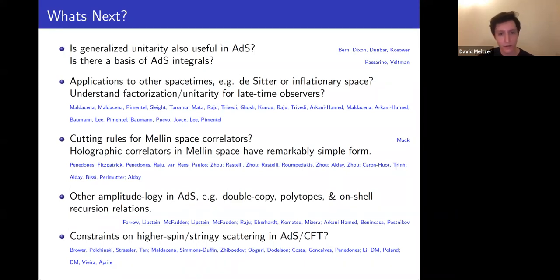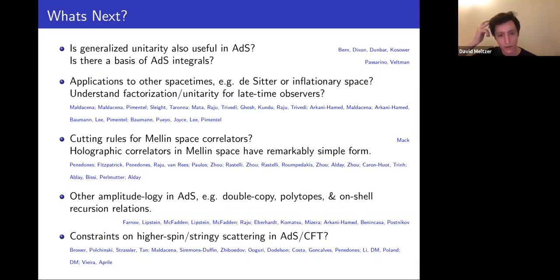Another very active area of research is the study of Minkowski space correlators, because Minkowski space correlators in AdS/CFT look like scattering amplitudes. So it'd be natural to try and understand the cutting rules in Minkowski space, and maybe things are simpler there, but it's not currently clear. There's other amplitudology you can ask about, like double copy, polytopes, and on-shell recursion relations. And there's a growing body of work on this at tree level. And I think this should be explored further at tree level and also at higher loops.